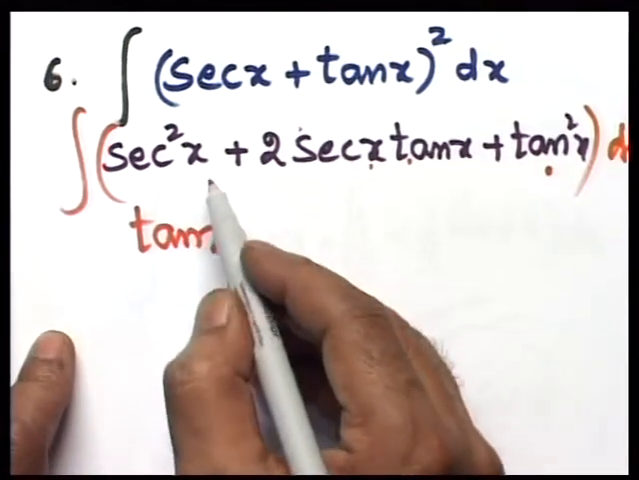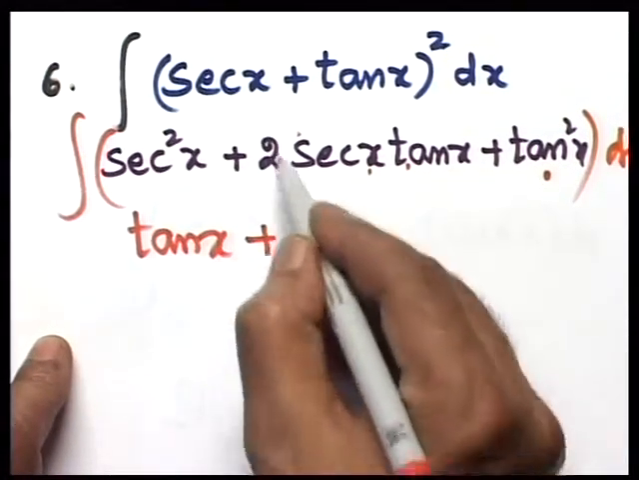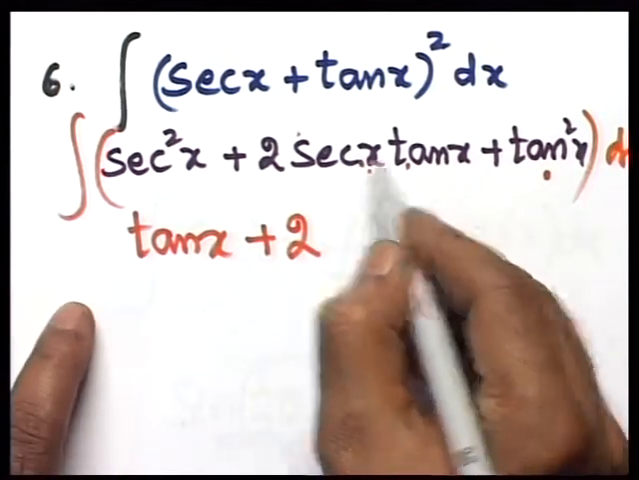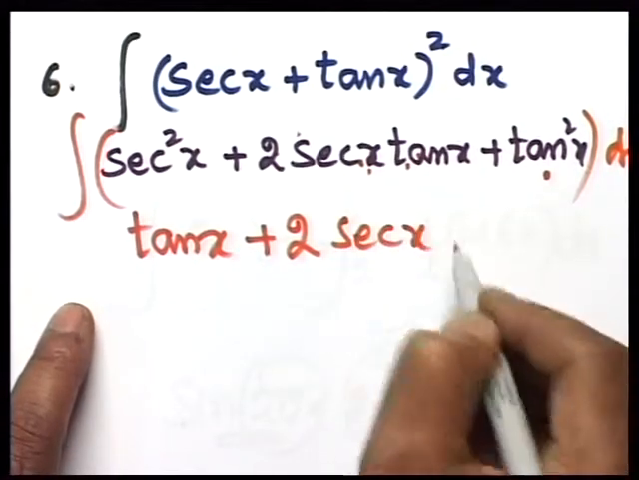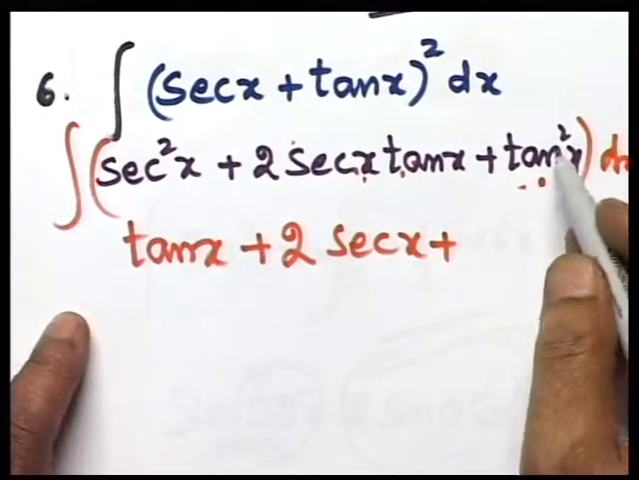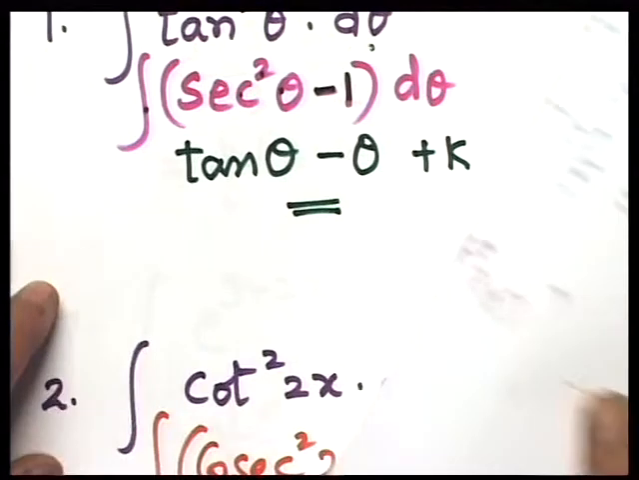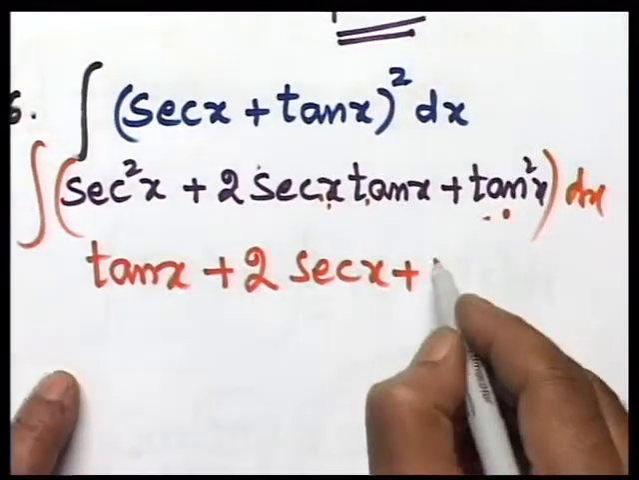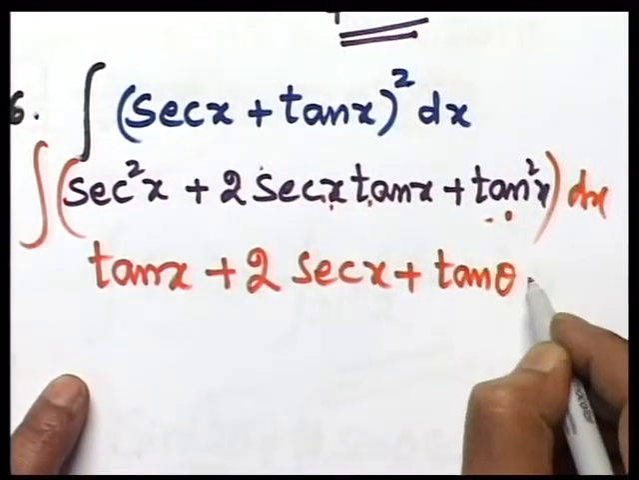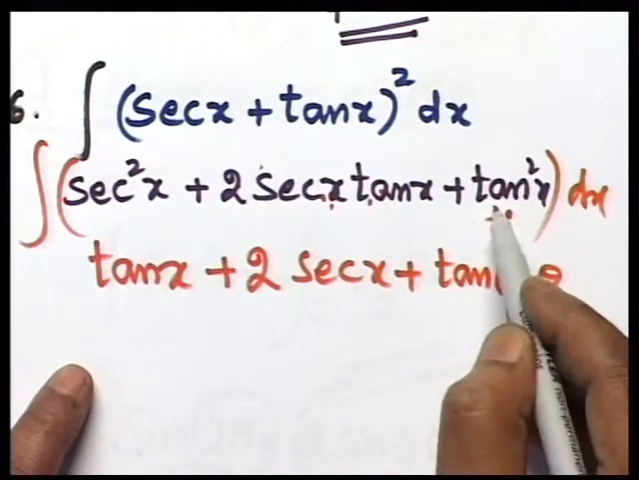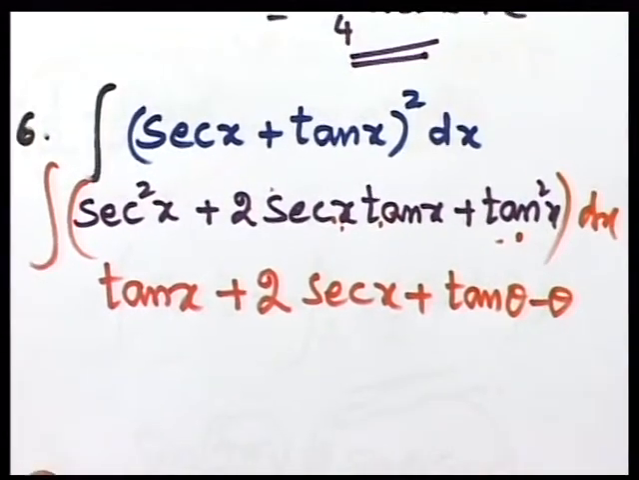No chain rule there. That's just an x, nicely. 2 is a 2. Integration of sec x tan x is sec x, plus integration of tan square theta is tan theta minus theta. Watch. So let's write that. It's a tan theta minus theta. Or you change that to sec square minus 1 and then you can do that.